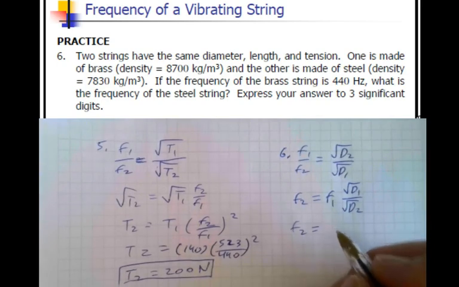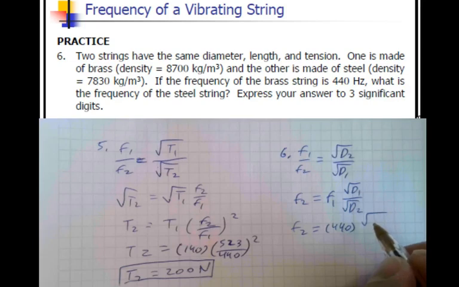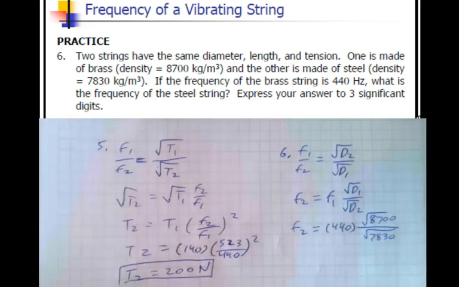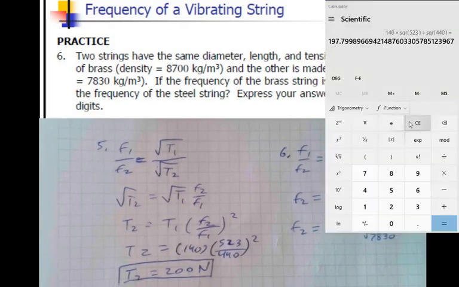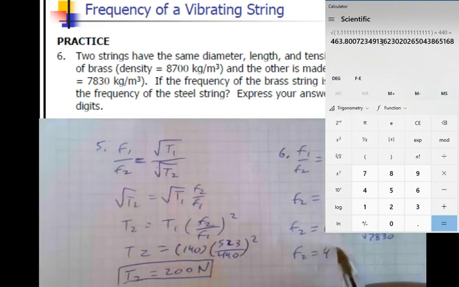F1 is 440 in this case. D1, which in this case would be the brass string, is 8700 over the square root of 7830. Okay, let's do this on our calculator. So one way of doing this is we can just do the division, 8700 divided by 7830, and then find the square root of it, and then multiply this by 440. And we get 463 hertz.